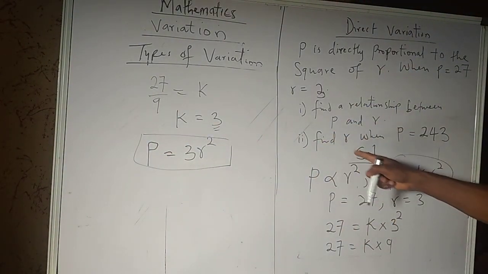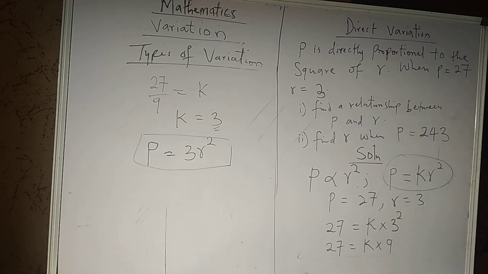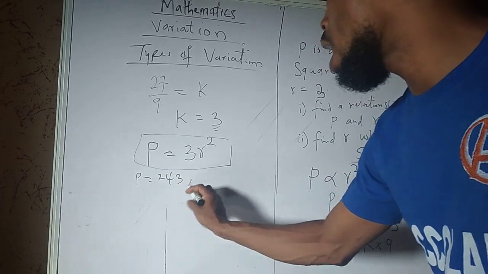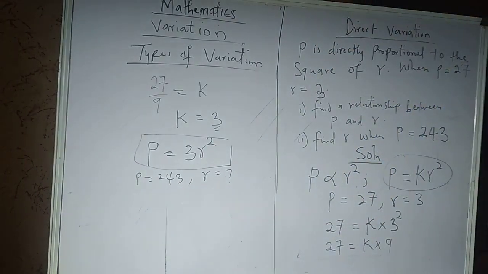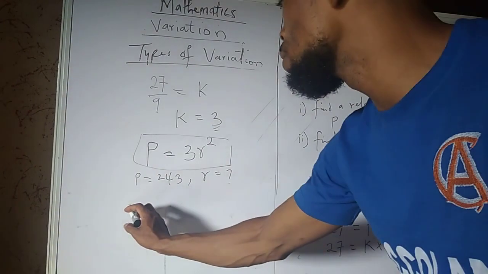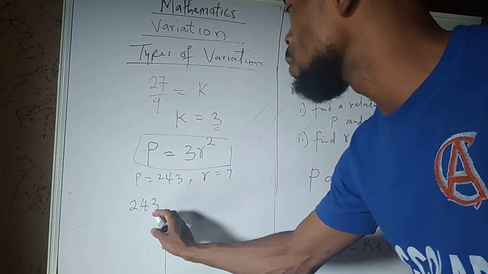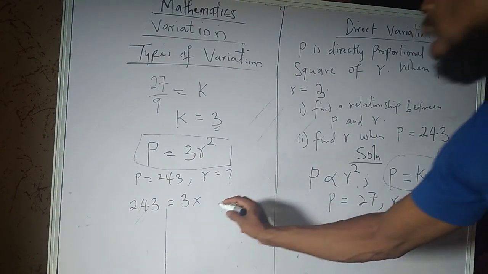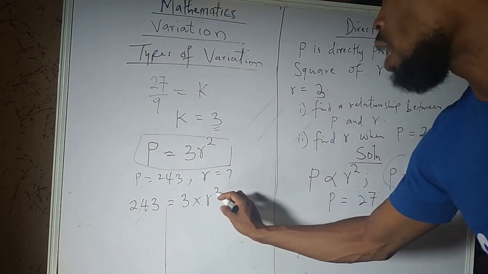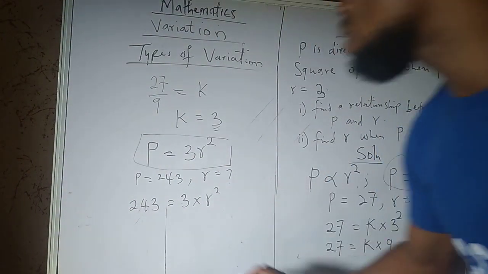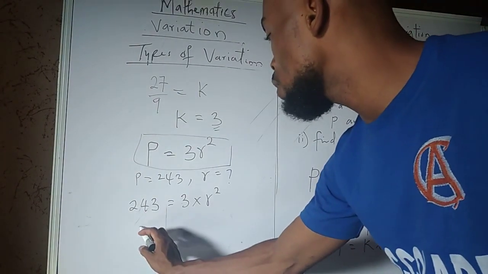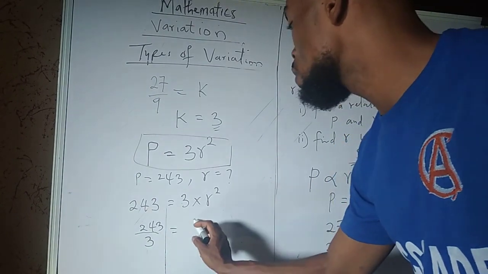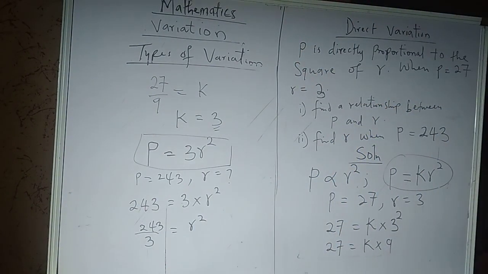Now the second question is that we should find R when P is 243. So P is 243 and R is the guy we don't know. So what we just simply do is we write 243 for P equals 3 times R squared. By the time we divide both sides by 3, we're going to have 243 divided by 3 equals R squared.